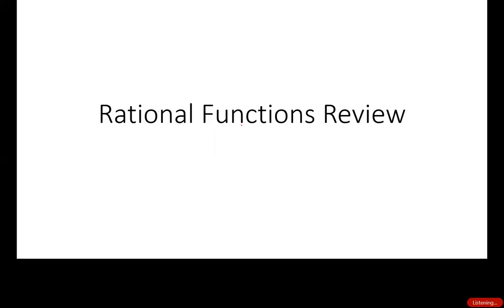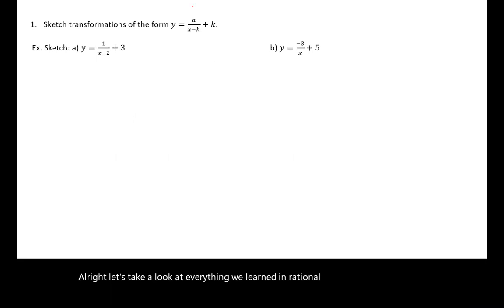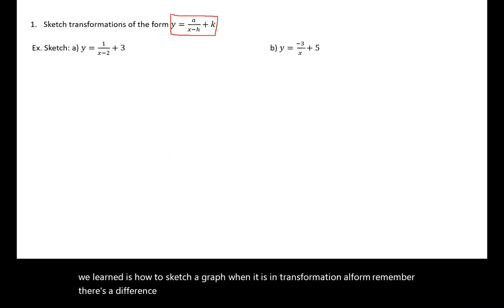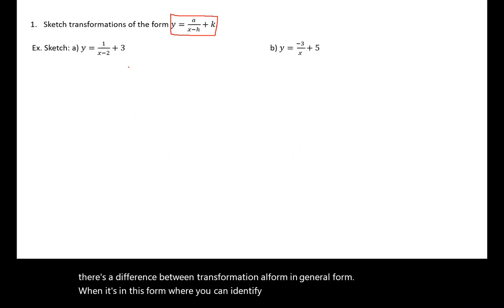All right, let's take a look at everything we learned in rational functions. The first thing we learned is how to sketch a graph when it is in transformational form. Remember, there's a difference between transformational form and general form. When it's in this form where you can identify A, H, and K, then you just move your graph around.